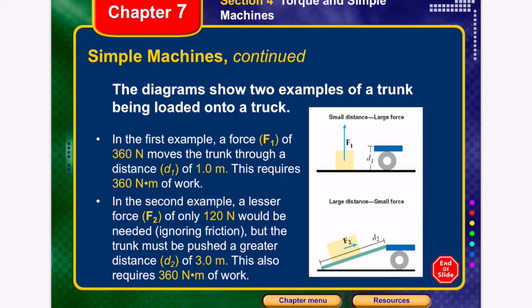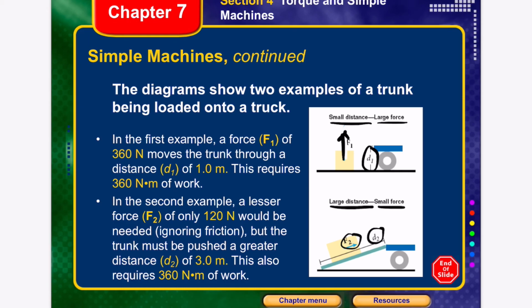Now let's take an example here. The diagram shows two examples of a trunk that is being loaded onto a truck. One way of doing this is to apply a large force upward over a distance d1 and push it forward, or you take a smaller force over a larger distance. Notice that in both of them the amount of torque required is the same, but the difference is the amount of force required. If you are applying a large force over a small distance or a small force over a large distance, which one would you choose?